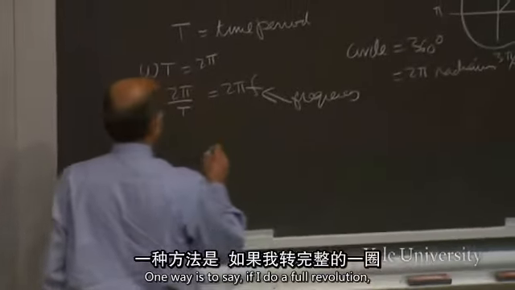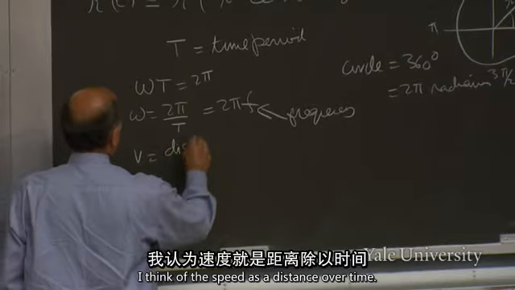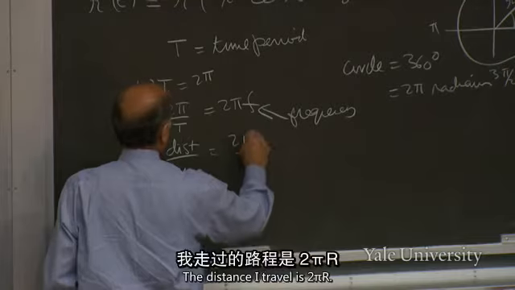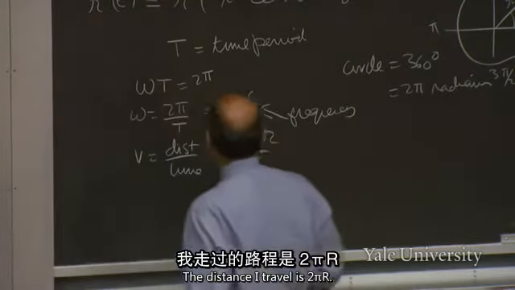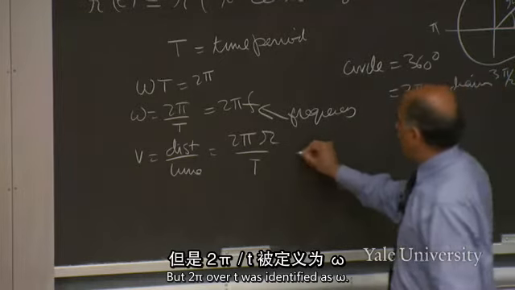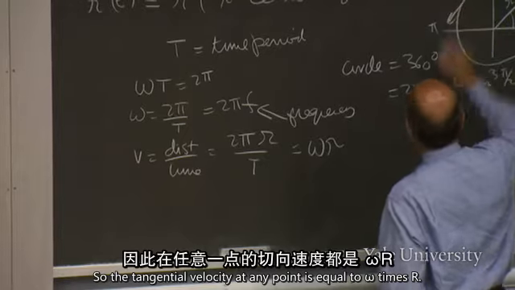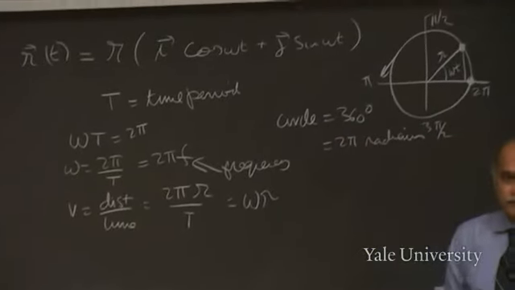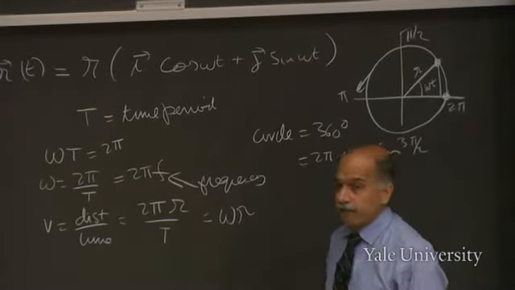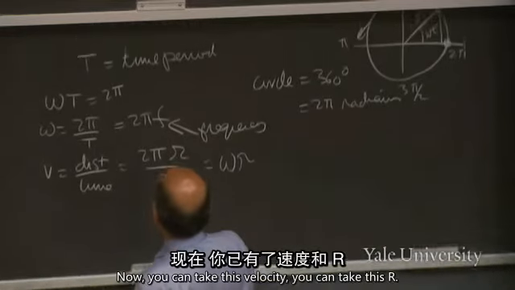One way is to say, if I do a full revolution, I think of the speed as the distance over time. I'm going to go one full revolution. The distance I travel is 2 pi r. But 2 pi over t was identified as omega. So the tangential velocity at any point is equal to omega times r. That's a useful quantity to know.